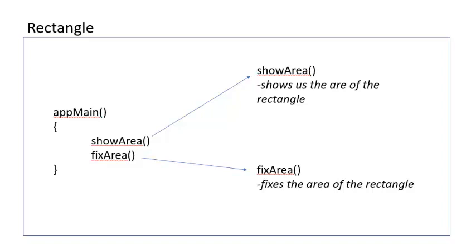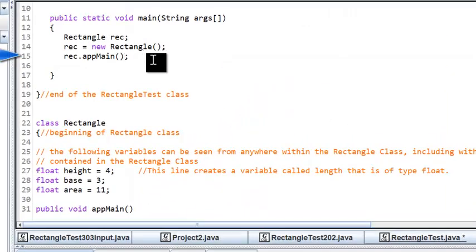Unlike the main method in the rectangle test class, the appMain function does not need to be called appMain. You could call it start here, main method, or lemon jinx. This name is not special. We will stick with appMain for now. At line 15 of the program, the appMain method was called by the rectangle test main driver method.